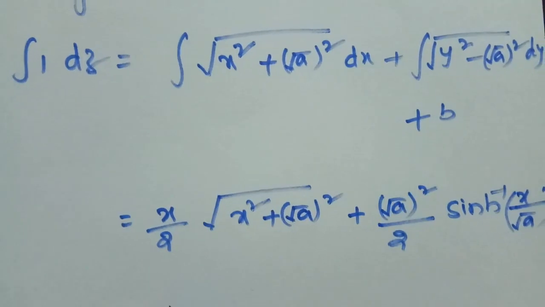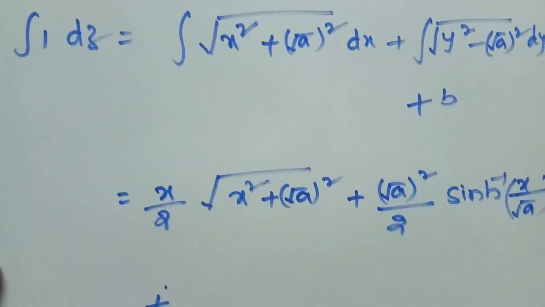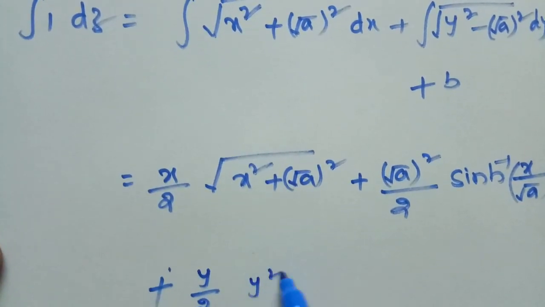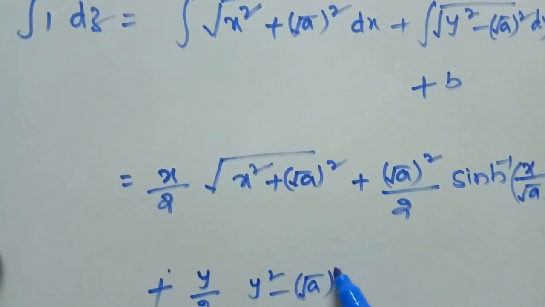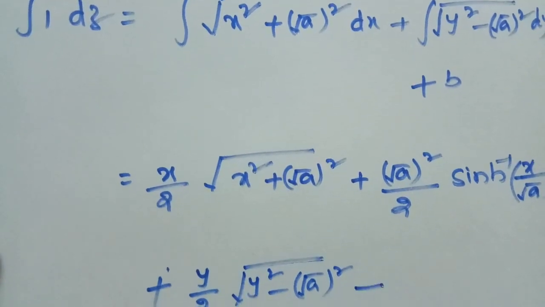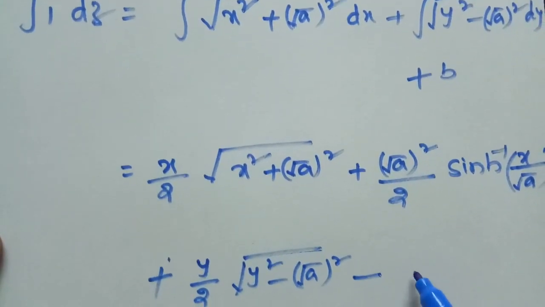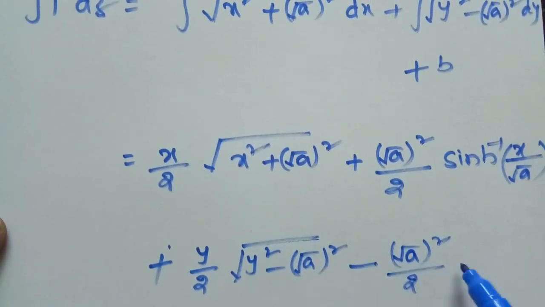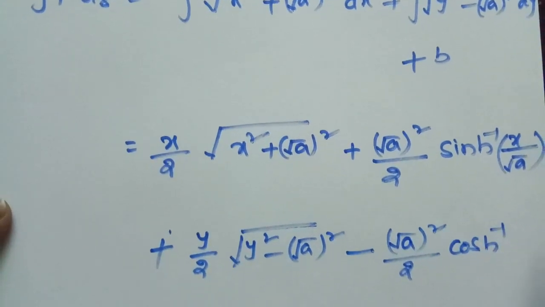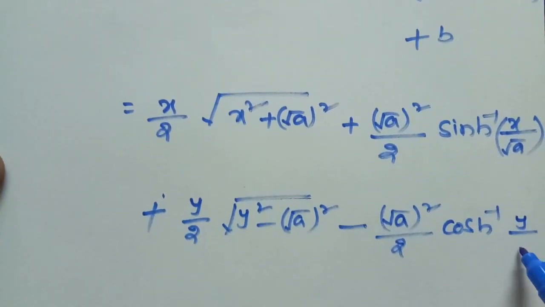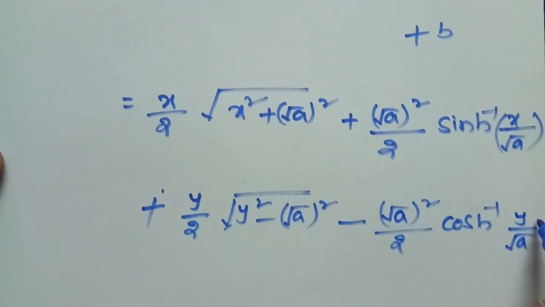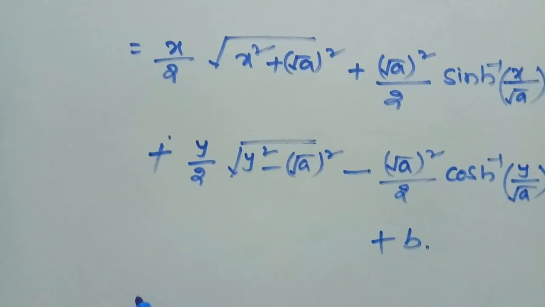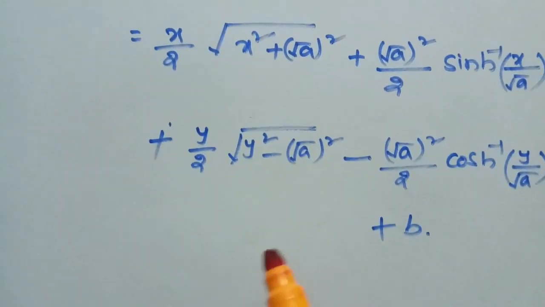Standard formula is also there for square root of y square minus root a whole square, that is y by 2 into square root of y square minus root a whole square minus a square by 2, here also root a whole square by 2 into cos h inverse of x by a. Here x is y, y by a is root a, plus constant of integration. Here we have used two formulas.